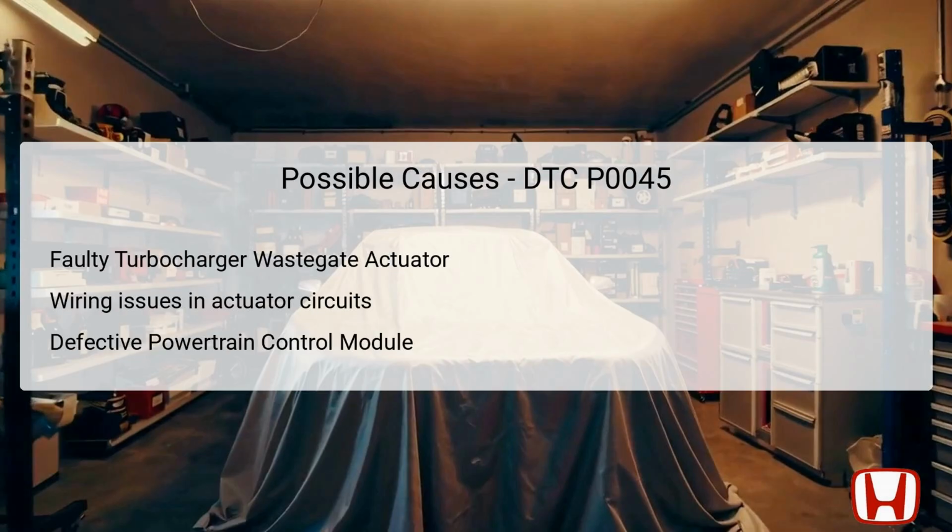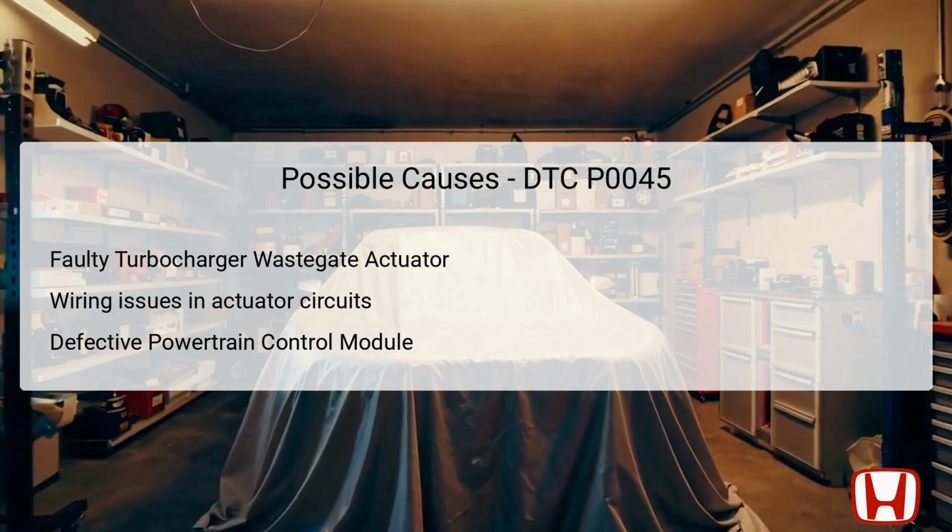There are several potential causes for the DTC P0045. A faulty turbocharger wastegate control actuator is at the top of the list, as an internal malfunction can prevent it from performing its intended function, thereby miscommunicating to the PCM. Additionally, wiring issues such as short circuits or disconnections in the actuator control circuits, WGMTR1 and WGMTR2, can lead to incorrect signaling and thus trigger the DTC.